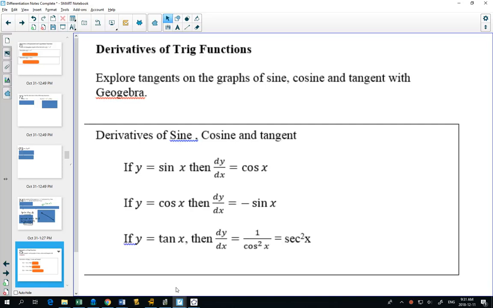Making connections like that, they really don't have much in common. They're not actually the reason why the derivative is secant squared, but the fact that you've got an identity that relates tan to secant helps me remember that the derivative of tan is secant squared. It's just a connection: tan is related to secant squared in our identities, and in our derivatives, the derivative of tan is secant squared.